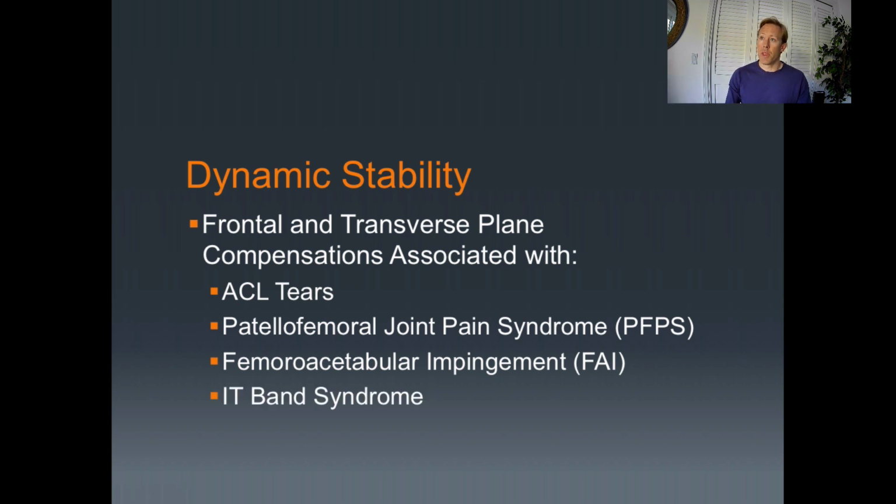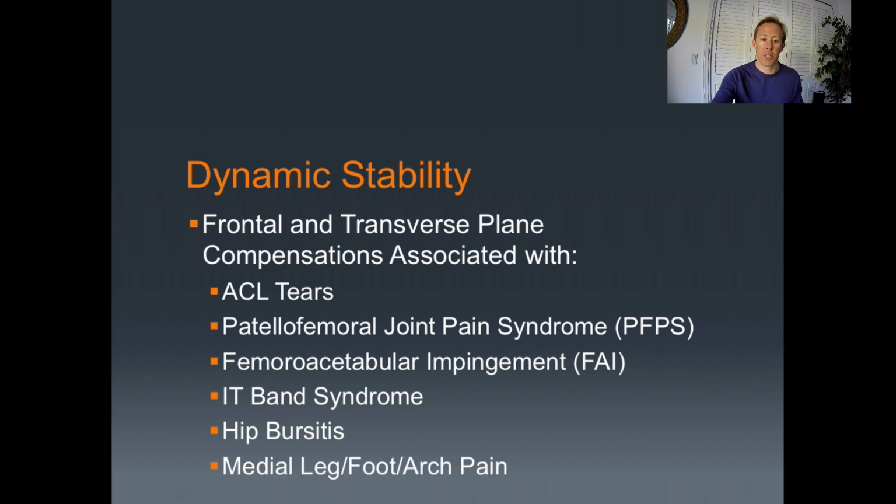IT band syndrome, when the knee collapses in, it applies stress to the lateral side or the outside of the knee. So IT band syndrome is also associated with these kind of compensations. Hip bursitis on the greater trochanter, so trochanteric bursitis can be associated with this. And then on the lower leg, we can see things like arch pain, tibialis posterior tendinopathy, plantar fasciitis. So that's the leg collapsing inwardly.